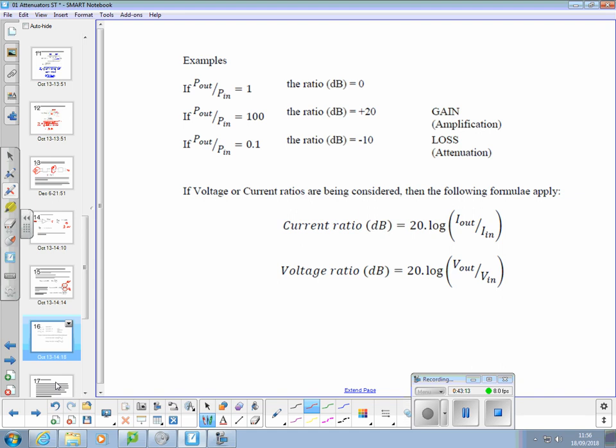A buffer. An example I can think of is if you're sending a signal over long distances, you'll get a drop. So you can put a buffer along a line to keep that signal up. Is that a good example, Chris? Yeah. Can you think of any other?